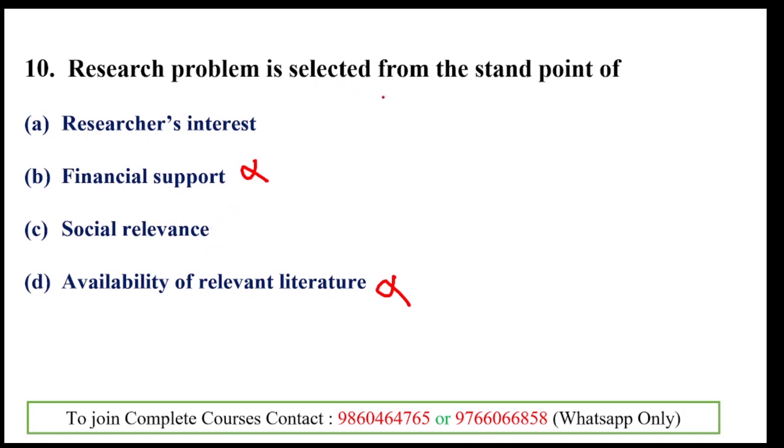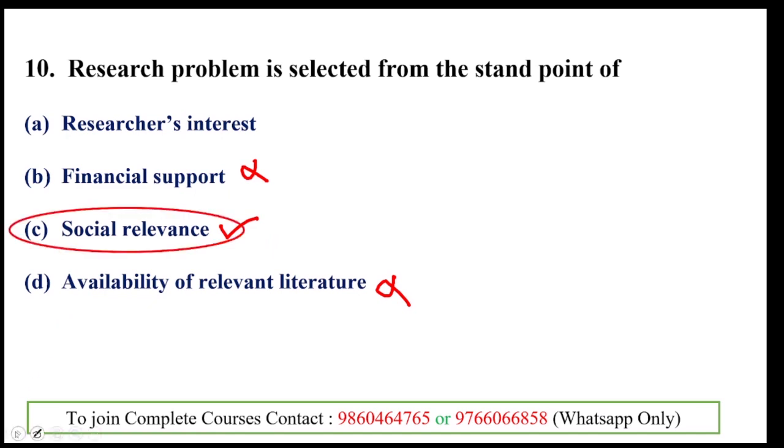For a research problem that is selected from the standpoint of social relevance, because the research is meant for society, or the research is based on a problem that exists in society. So there must be a social relevance for that problem. It does not only depend on the researcher's interest. The researcher's interest is important because the research is done by him, but it is not only from the standpoint of the researcher's interest, it is based on social relevance. Clear?